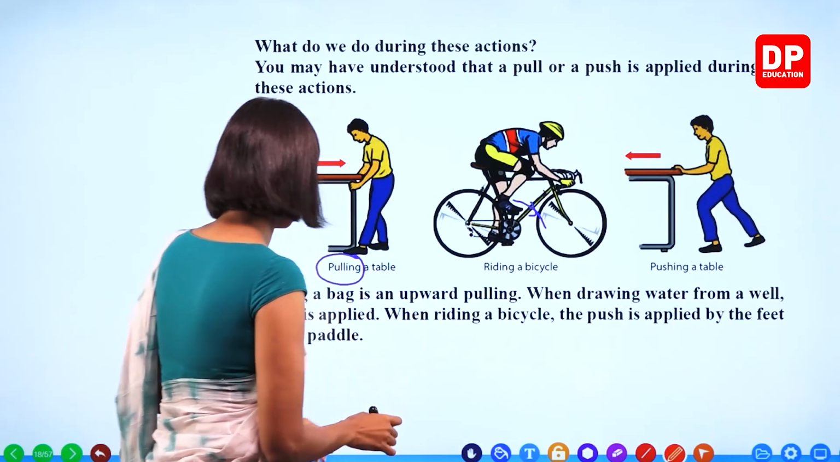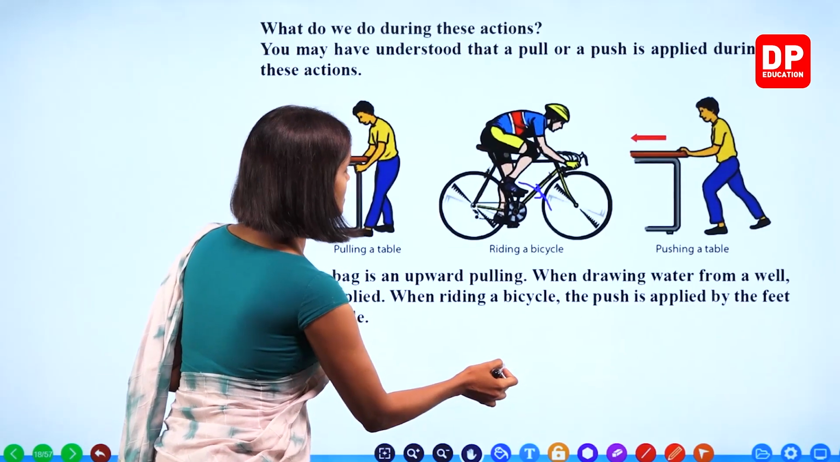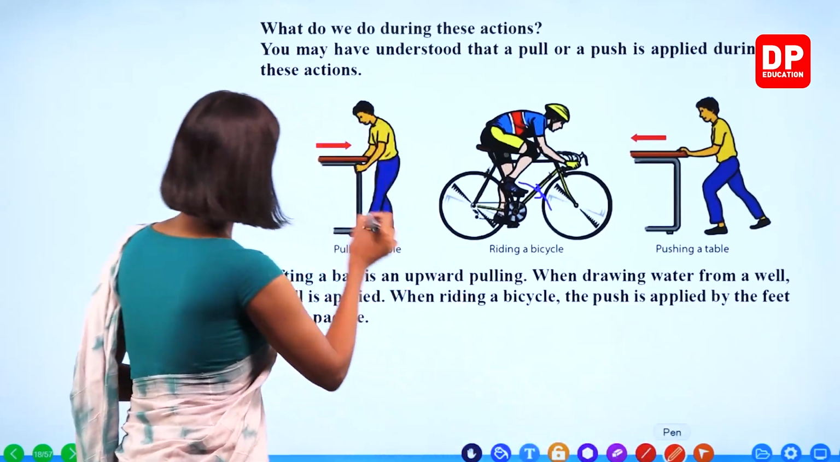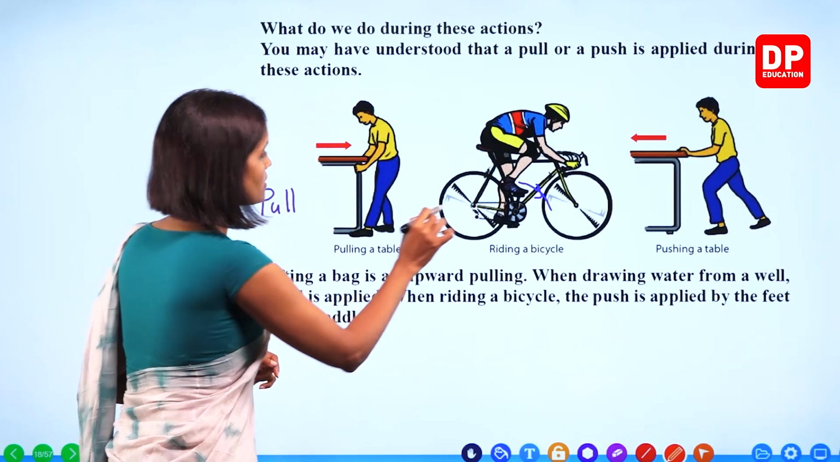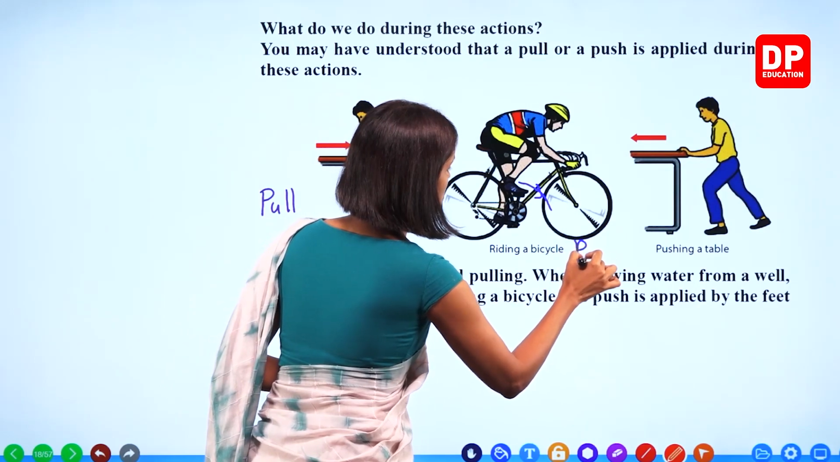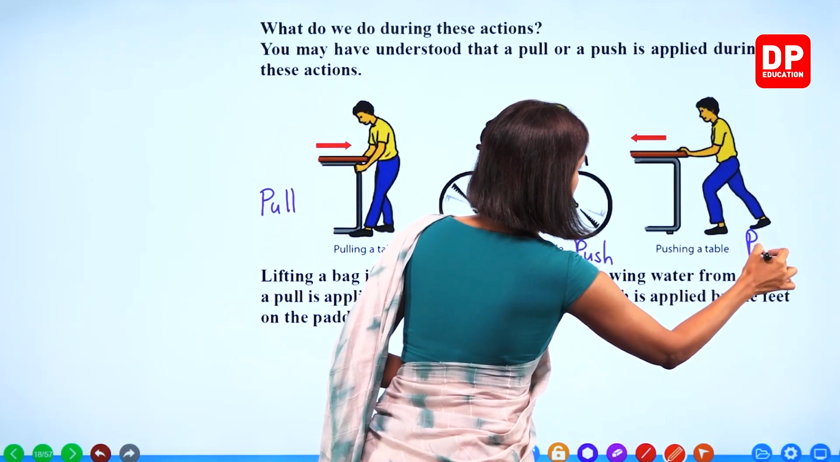Riding a bicycle. We will write it separately, right? So here, pulling is applied. It's a pull. This one is a push. This is also a push.